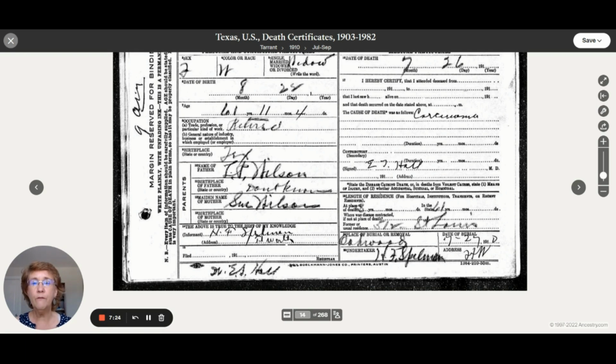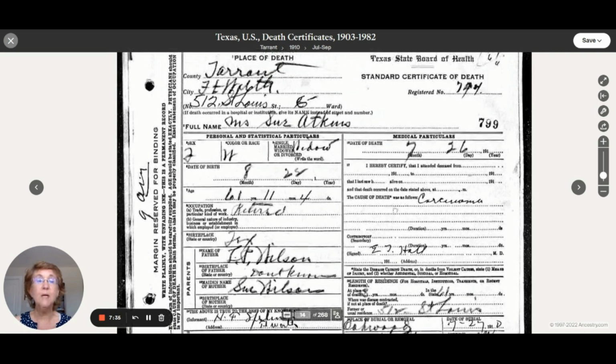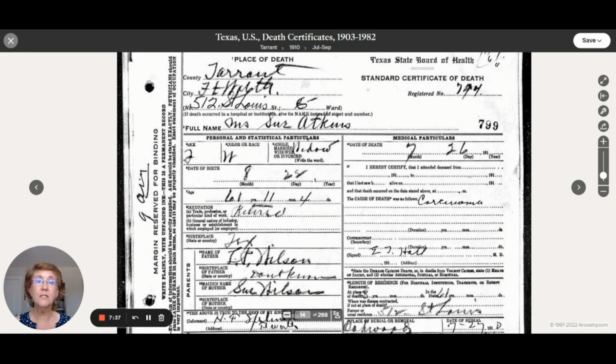So there's quite a number of things to pull out, even from a death certificate that doesn't have everything filled out, like the place of birth for the parents, or even a husband's name. So it does still give us quite a bit of information that we can look through.